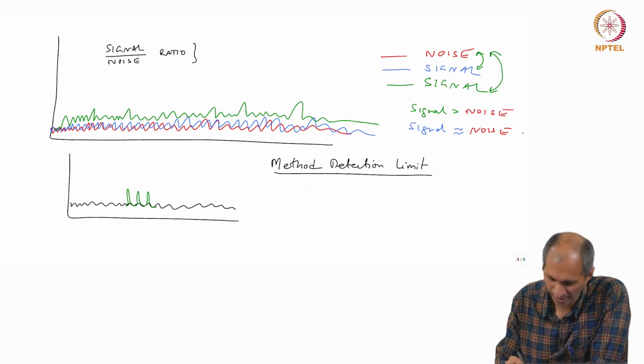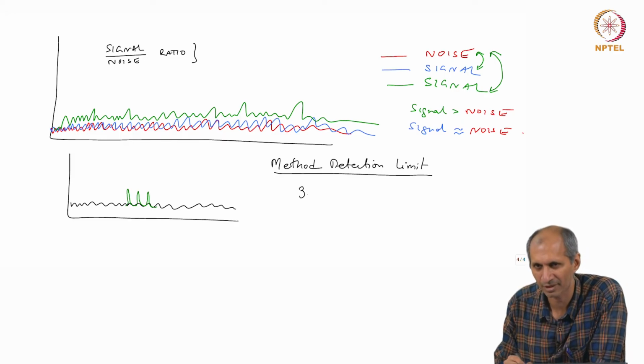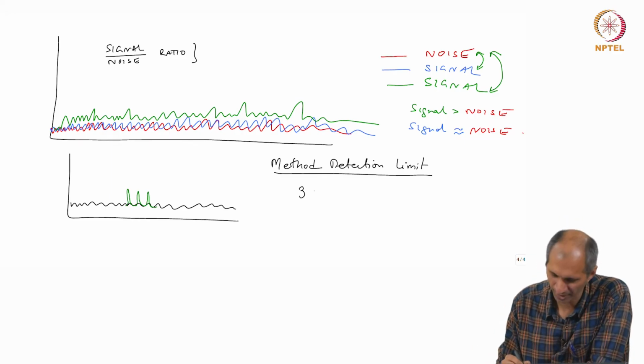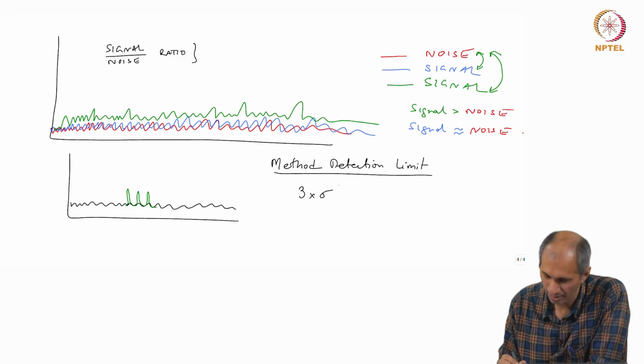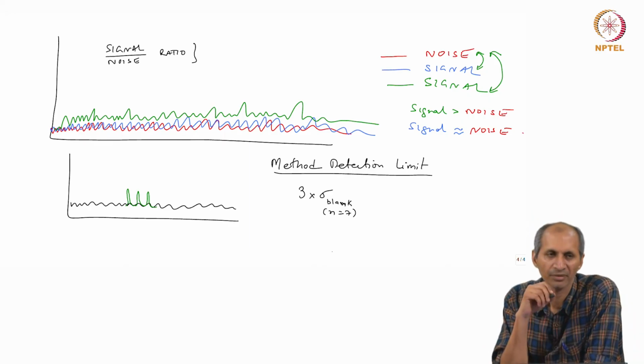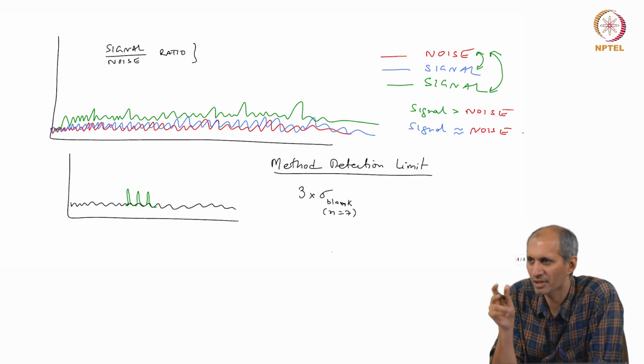The method detection limit is defined as 3 times sigma. This 3 is a test statistic, from a t test with 95% certainty or something, I do not want to give you details now. Sigma is the standard deviation of what is called a blank, with n equals 7. What it means is, it is the standard deviation of 7 non-consecutive blank values. Blank means there is nothing, no sample is there.